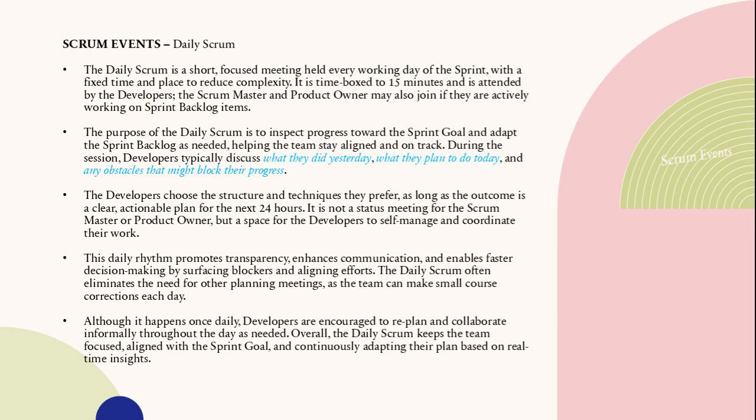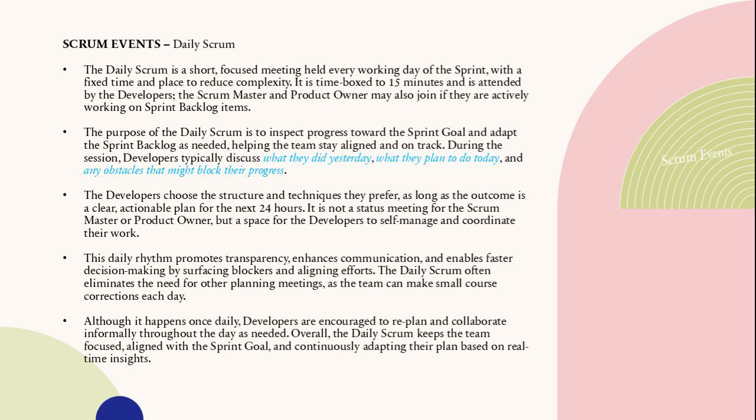The daily Scrum is that vital 15-minute sync-up, held every working day of the sprint, always at the same time and place. It's primarily for the developers to inspect progress toward the sprint goal and adapt the sprint backlog as needed. The Scrum Master and product owner can join if they're actively working on sprint backlog items, but it's not a status report for them. Developers usually discuss what they did yesterday, what they plan for today, and any obstacles. They choose the structure, as long as it results in a clear plan for the next 24 hours.